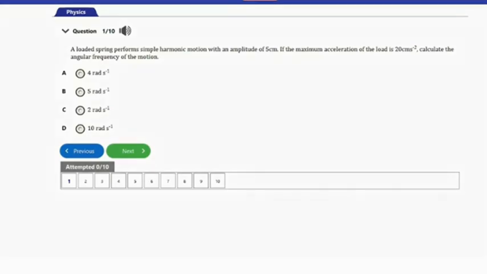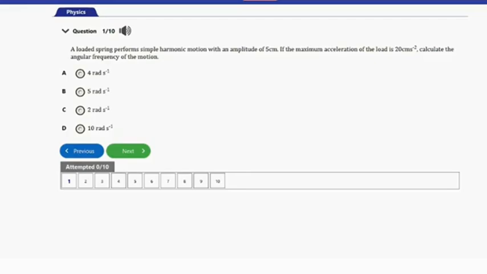In today's video, we have these 10 questions to answer on the topic simple harmonic motion. So in short, to stay till the end of this video, let's go ahead and start with the first question here. It says, a loaded spring performs simple harmonic motion with an amplitude of 5 cm. If the maximum acceleration of the load is 20 cm per second squared, calculate the angular frequency of the motion.